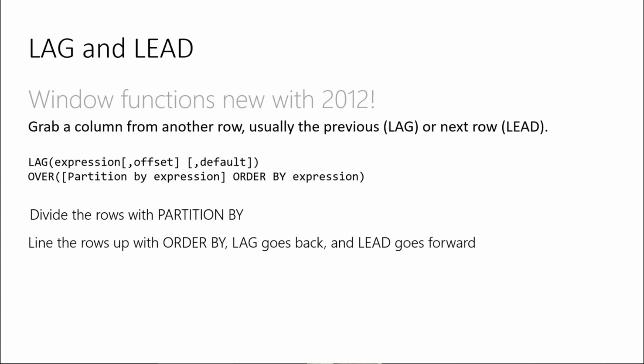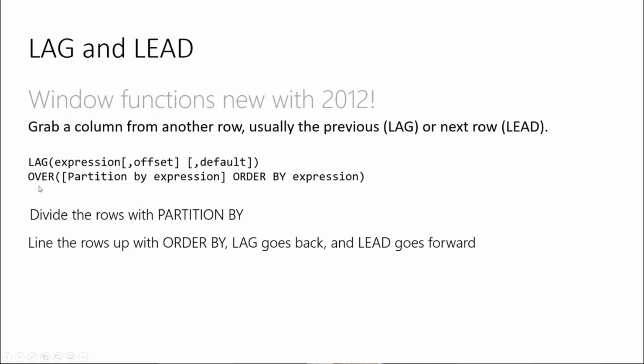They're both window or windowing functions that are new with 2012. And it seems funny to say new, because that's 10 years ago. But a lot of folks still haven't heard of these functions. Whenever I've presented windowing functions at different events, there's usually several people that have never heard of this. So lag will let you grab a column from a previous row. Lead will let you grab a column from a later row.